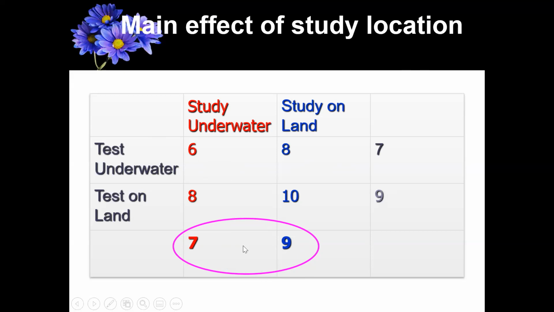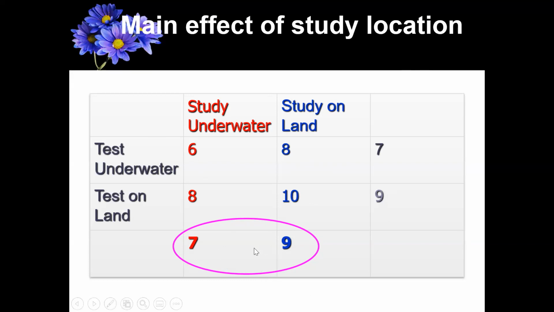Is there an effect? That should tell us whether there is an effect of studying underwater versus studying on land. But again, since we're ignoring this other independent variable, that's why we're combining these two conditions or taking the mean. Just comparing the 7 versus 9. Without actually showing the p-values, does it look like there's an effect here?